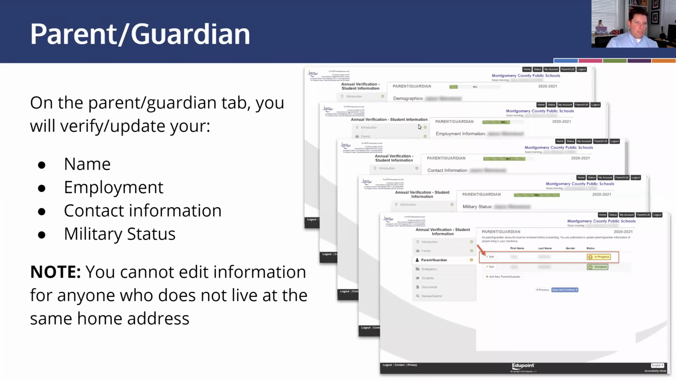There's an employment information section, and that's primarily just to identify if you're an MCPS employee. I think it also asks if you're active military, but that's it. You're not entering in your actual employment address or anything like that. It'll also walk you through entering contact information. So we have the most up-to-date phone number, the most up-to-date email. Phone number is required. Email is strongly recommended.